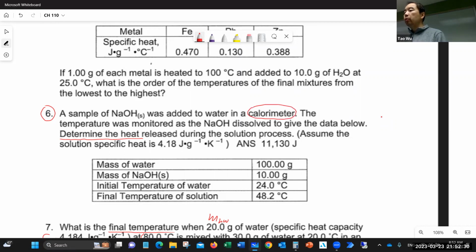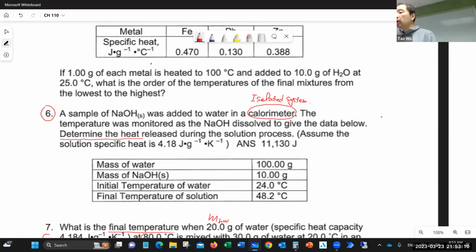Calorimeter is what we call the insulated system. If you see calorimeter, generally it's just an insulated or isolated system. The temperature was monitored as the sodium hydroxide dissolved to give the data below. So we have a table over here. And then they are looking for determining the heat released during the solution process. So we're dissolving sodium hydroxide, they're producing heat. How much heat do they generate during this process?